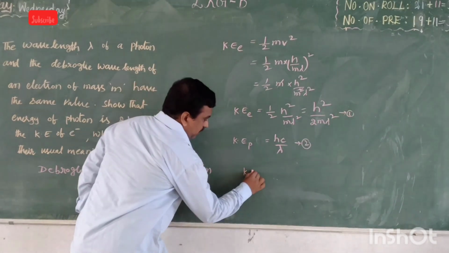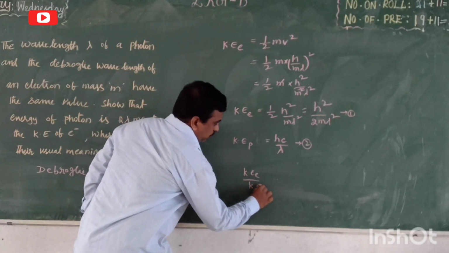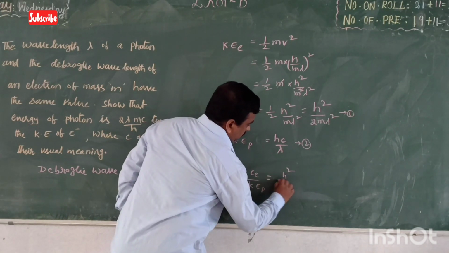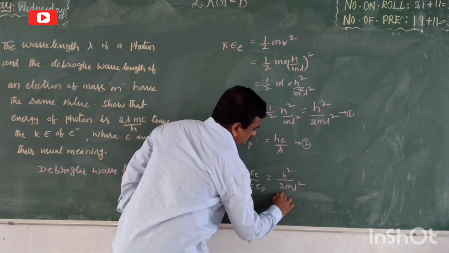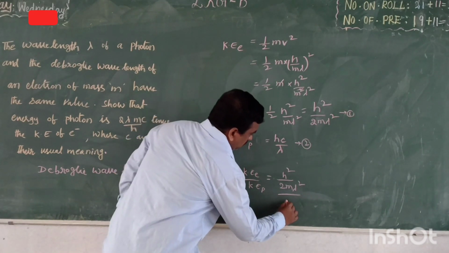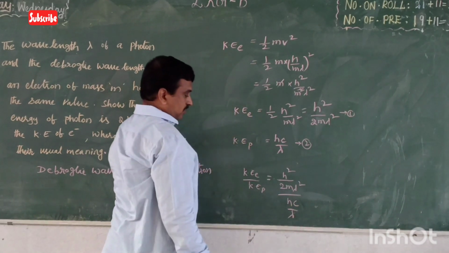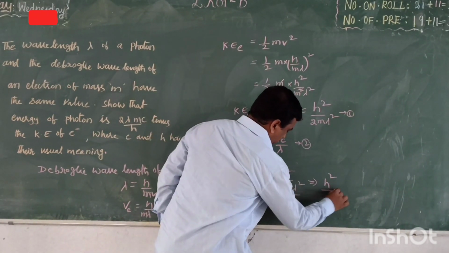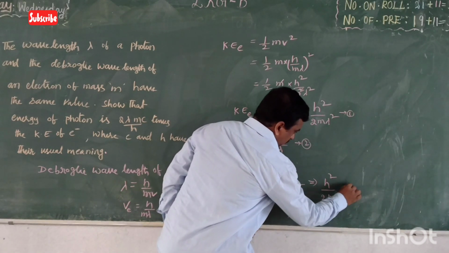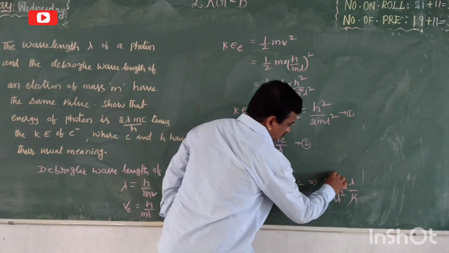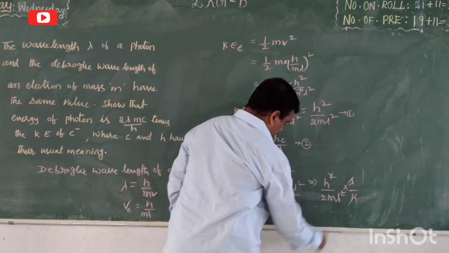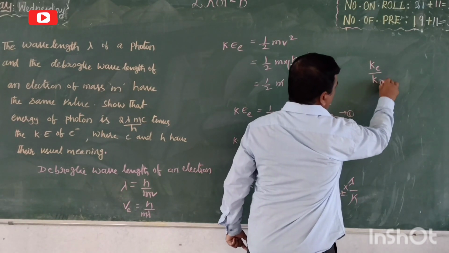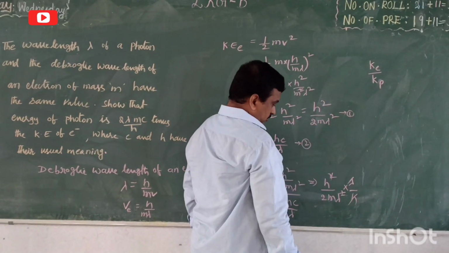Now the kinetic energy of the electron by the energy of the photon equals h square by 2m lambda square divided by hc by lambda. So we take the reciprocal: h square by 2m lambda square into lambda by h. h cancels, lambda cancels.